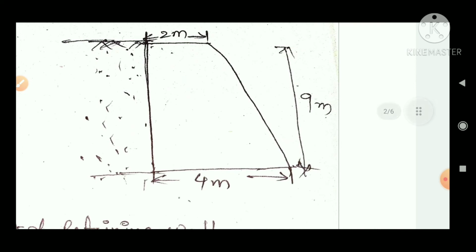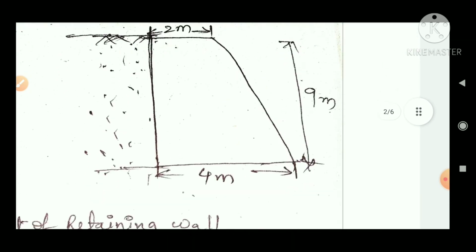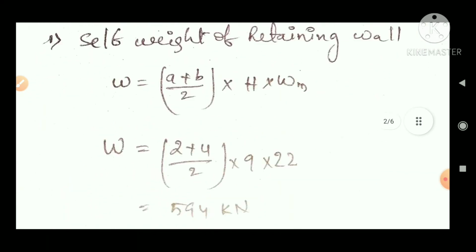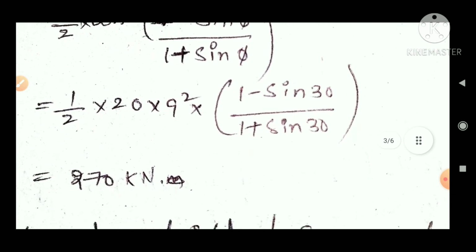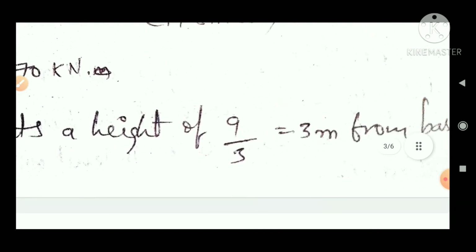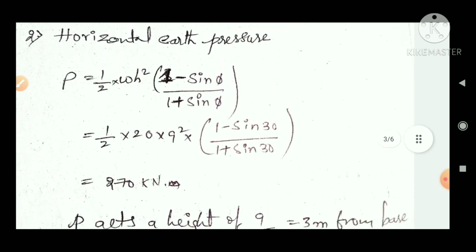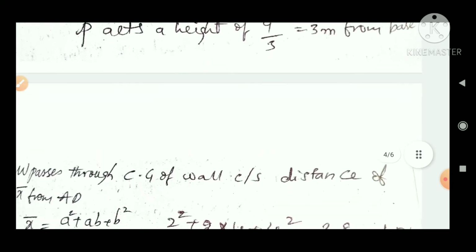Why? Because this is not water, this is a ground level, so this is earth, so the 9 meters height is the same for small h and capital H. So we apply 9 meters into (1 minus sin 30) by (1 plus sin 30), then you get 270. P acts at a height of 9 by 3 meters from the base. This pressure acts 3 meters from the base.